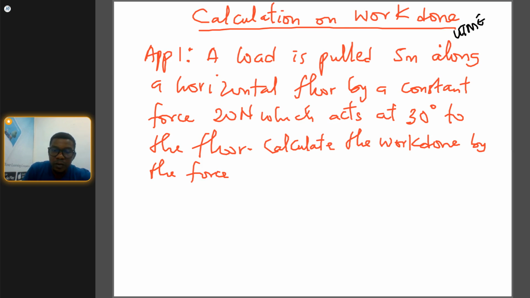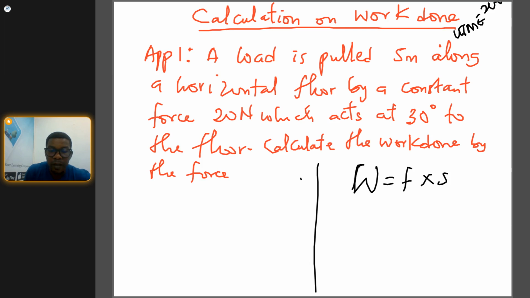UTME 2000. So we want to solve this question. We said earlier that work equals force times distance covered. We also have another formula that work equals F, which is force, times X cos theta. That is when we have an angle of inclination.